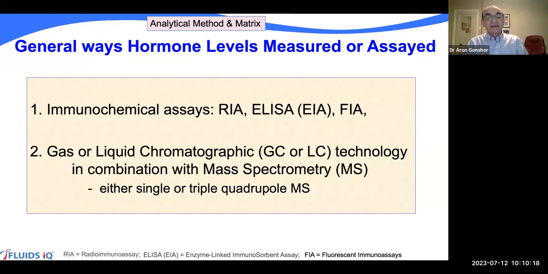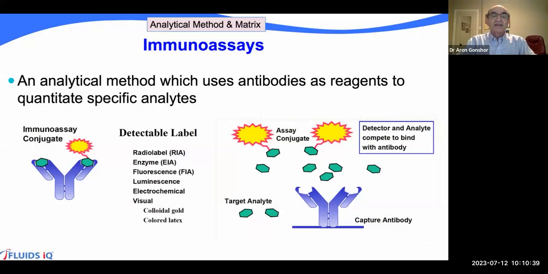The second way is wonderful. It's gas or liquid chromatography. It's a technology that's combined with mass spectrometry. And those 2 together, which is normally called GCMS or LCMS, is going to give you extremely accurate ideas of what is going on with the various analytes.